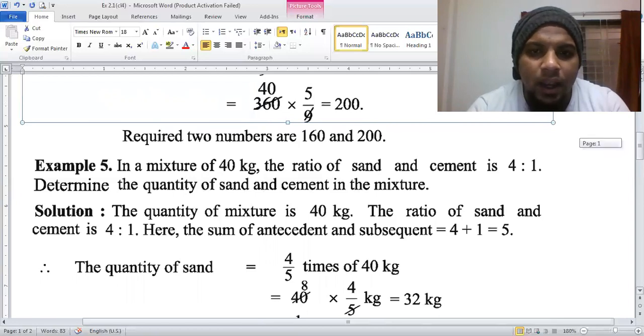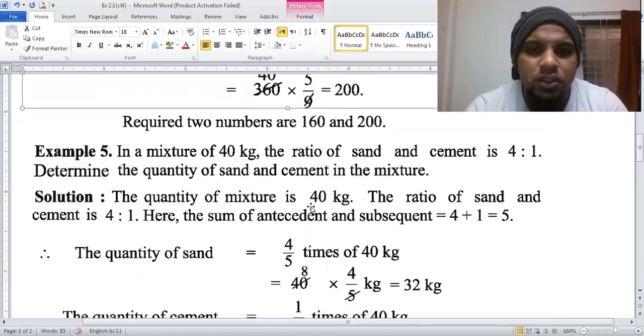Okay, at first it is our normal procedure to solve a problem like this. At first we have to add the antecedent and subsequent. Here the ratio is 4:1 and their sum is 4 plus 1 is equal to 5.